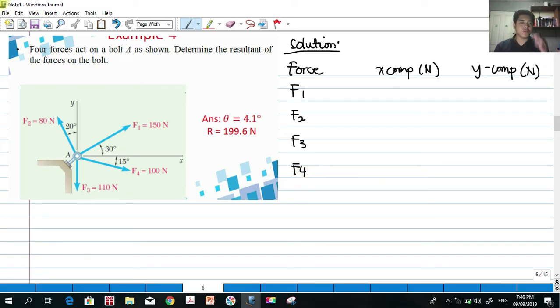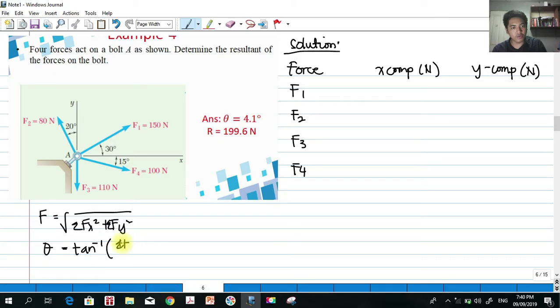Okay, in order for us to get the resultant of this, we are going to resolve all of the forces into x and y components, add all the x components and y components, and then get the magnitude of that force, as well as its direction, by the formula, again, square root of the summation of Fx squared plus the summation of Fy squared, and theta as inverse tan of the summation of forces along y over the summation of forces along x.